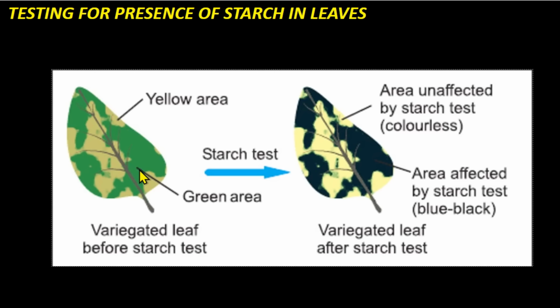So when the starch test is carried out, the previously green areas are going to turn blue-black because those contain starch. The iodine is going to react with the parts that contain chlorophyll, and the parts that didn't contain chlorophyll, the iodine is not going to react with that, so those are not going to experience a color change.